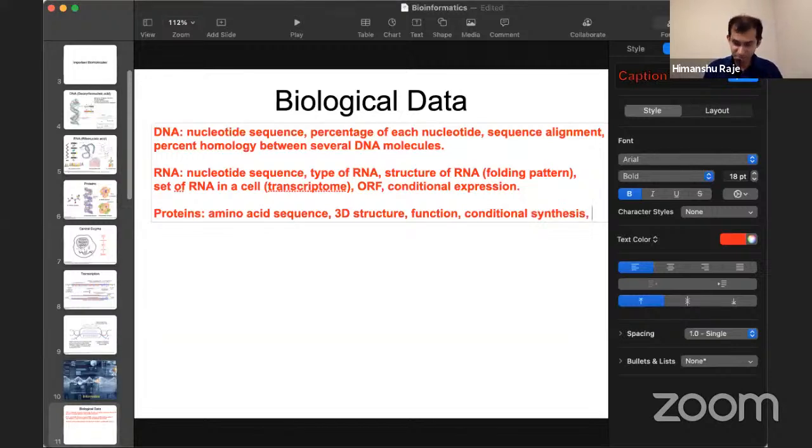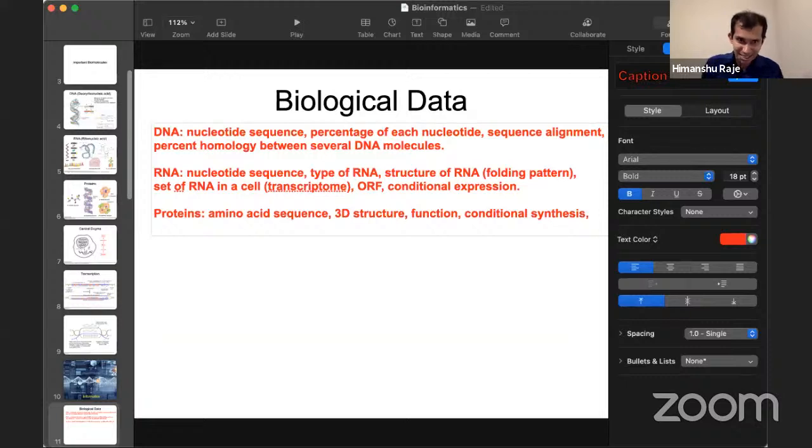Just like RNA, some proteins are made only under certain conditions, like most of the antibodies are made only when we have infection. Okay, there are some antibodies that are made even without, but there are some proteins that are made only under stress conditions. There are some proteins that are always being made.